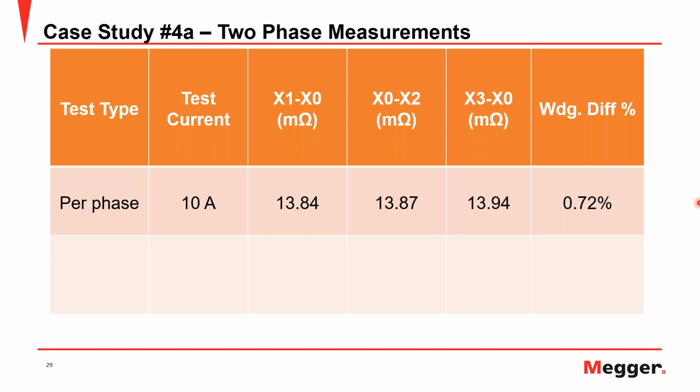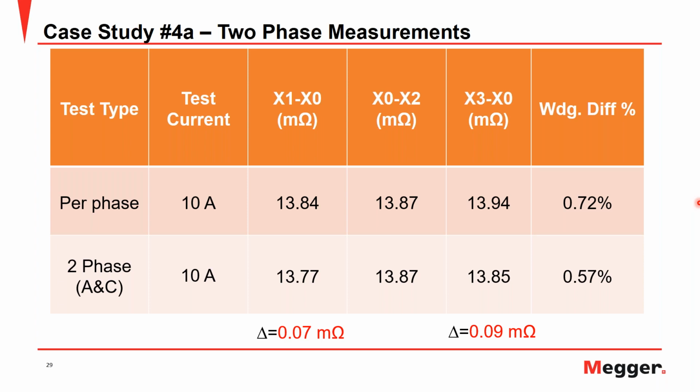Now, what we did was we repeated the exercise with two-phase measurements. In this case, we used the A and C phases to test simultaneously with the same test current of 10 amps. But what we saw was the resistance for the A phase was slightly different. We measured a slightly lower resistance, and this change was about 70 microohms. The B phase, however, came out exactly the same because we used the per phase measurement technique. On the C phase, again, we saw a drop in the amount of resistance we measured, and this drop was about 90 microohms. Overall, though, the final diagnosis was not different. We were still within the 2% criteria, although now the percentage deviation was lesser.